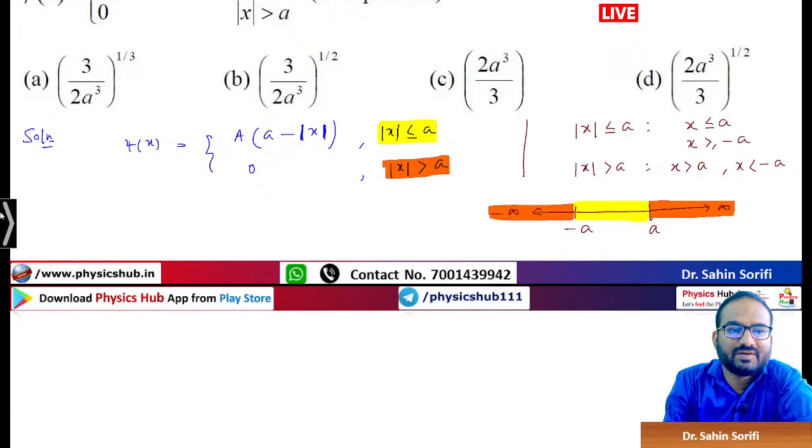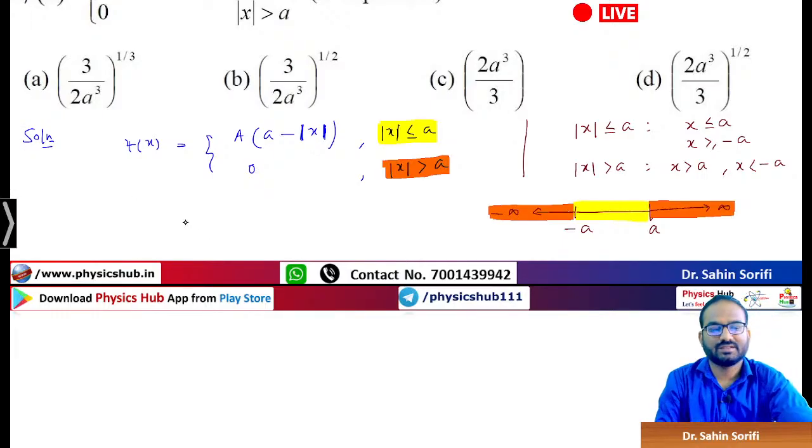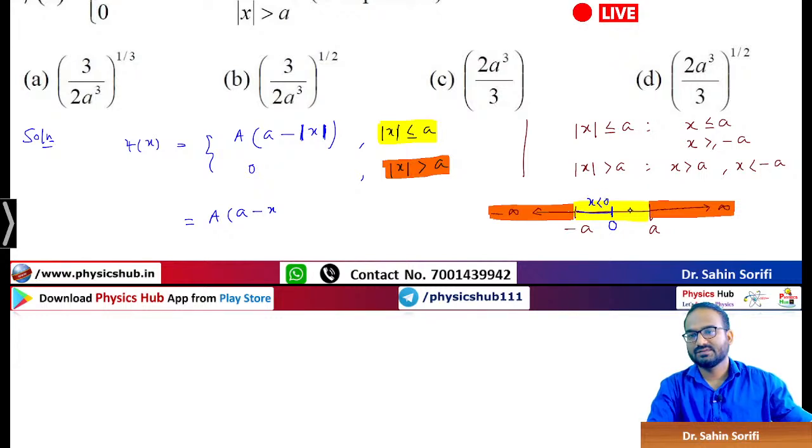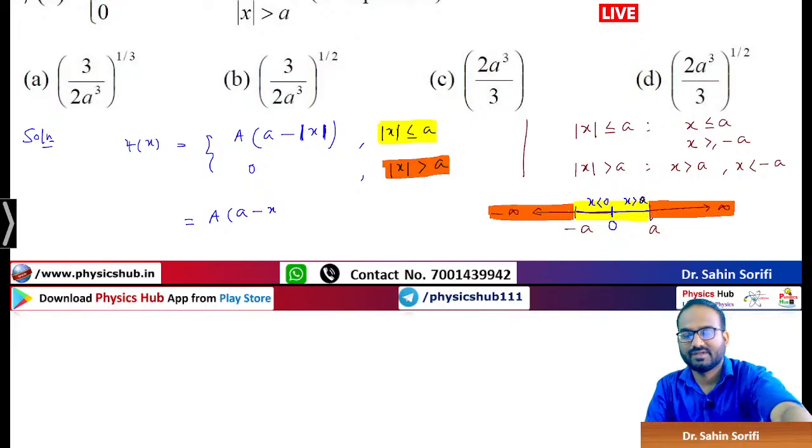So this can be redefined in this way. We can write it in this way. This is equals to a times a minus x, for minus a to a. So it has further sub-classification. One is minus a to 0, this region is x less than 0, and 0 to a, this region is x greater than 0.